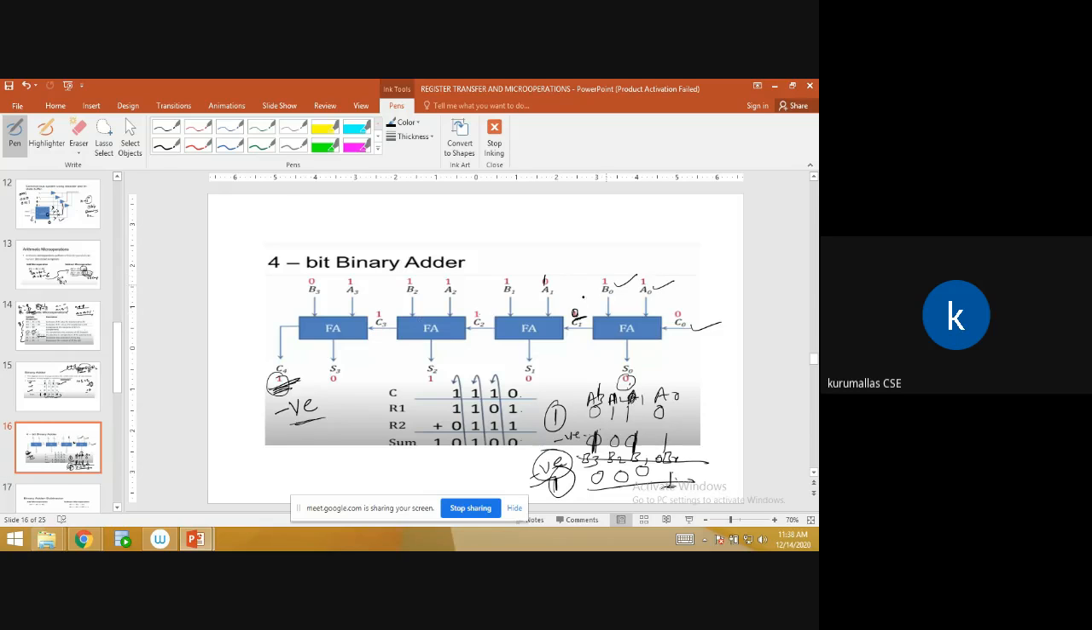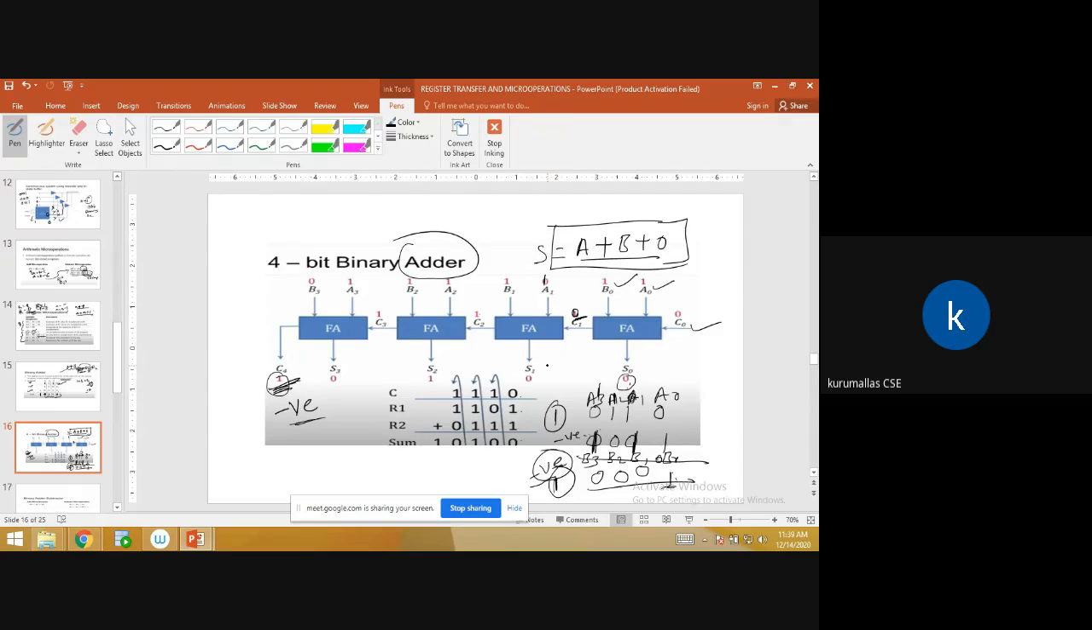So by seeing this example, what do you get? We are getting a plus b plus the carry 0. We are giving a plus b plus c, and the sum s is equal to that. This is the 4-bit binary adder. Remember, adder, right? Here we are using only plus operations.